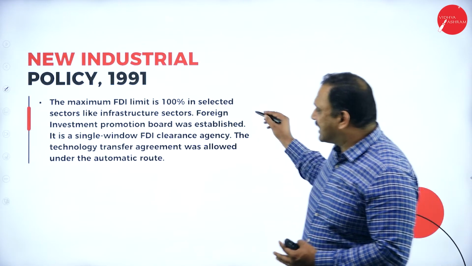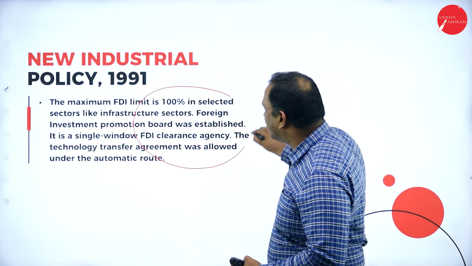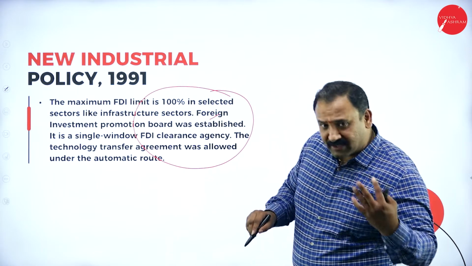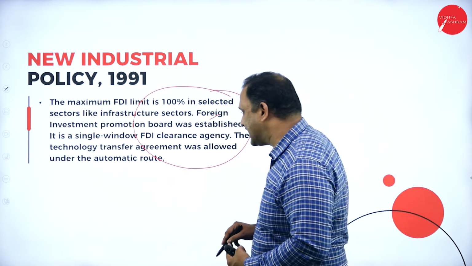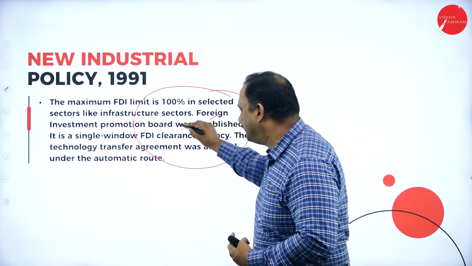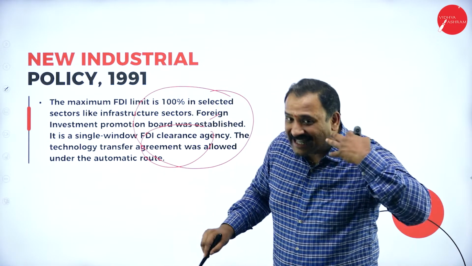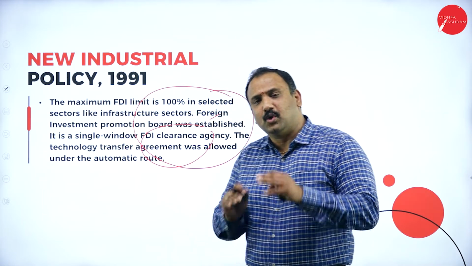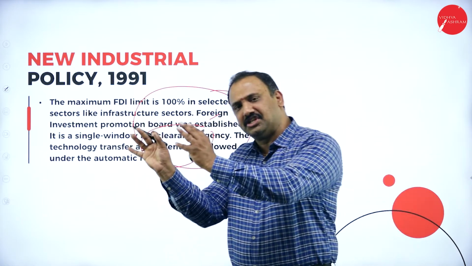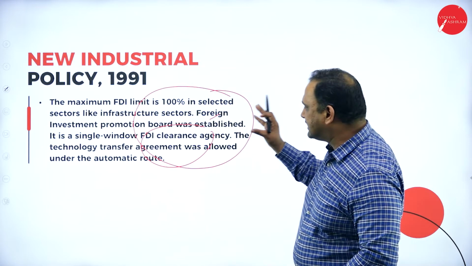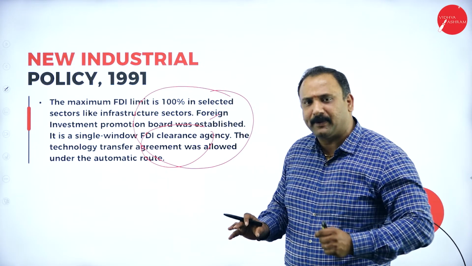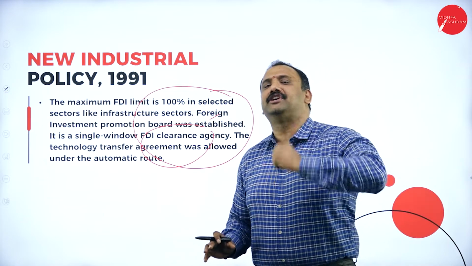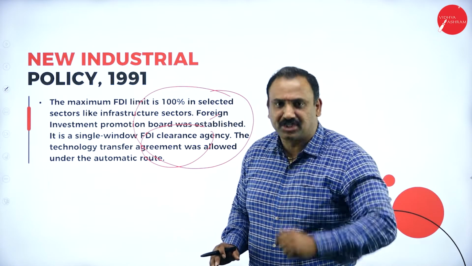Followed by the maximum FDI limit of 100% in selected sectors like infrastructure. The Foreign Investment Promotion Board was also established. It was a single window FDI clearance agency. Technology transfer was also allowed under the automatic route. So we had made a lot of changes in this sector, and this year was giving us all bright hopes and perspectives, saying that India would usher itself into the new age of competition.